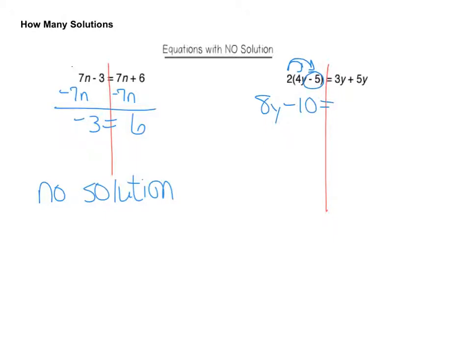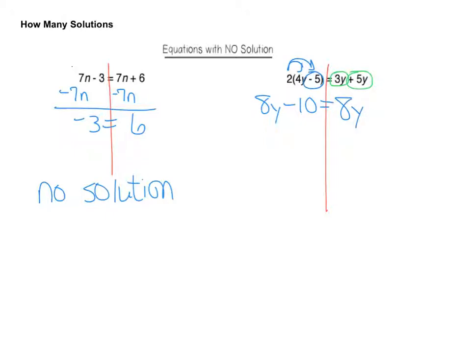Is there distributive property on the right? No. But what do you notice? Those are like terms, right? 3y and 5y, they're on the same side of the equal sign. We can combine them. So we're going to put the 3y and the 5y together. 3y plus 5y is 8y.